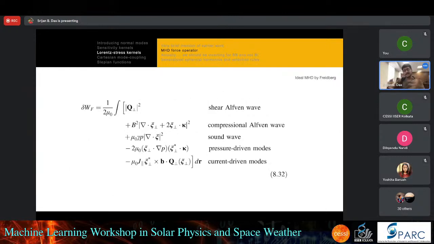So writing the same thing in a more understandable way, and this is just to convince you that this is all complete as far as I understand, the first term is the shear Alfvén wave. And this is the potential energy, by the way. If you find the potential energy of the entire system, some bit of it will be because of the Alfvén wave, some bit because of the slow and fast magnetosonic waves, which is the second term, compressional Alfvén wave. The third term would be from sound speed or acoustic modes. Then you would start having pressure-driven modes and current-driven modes. And these could be potential sources of instabilities.